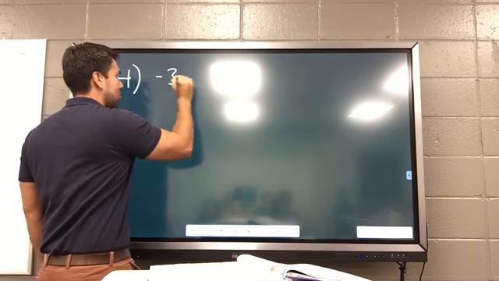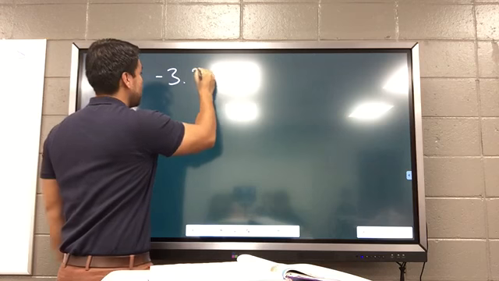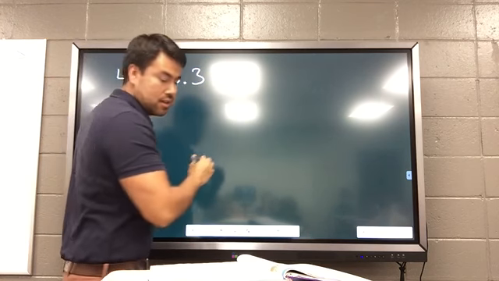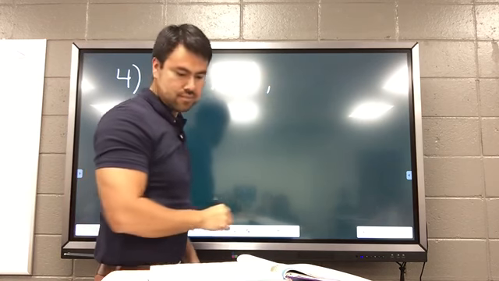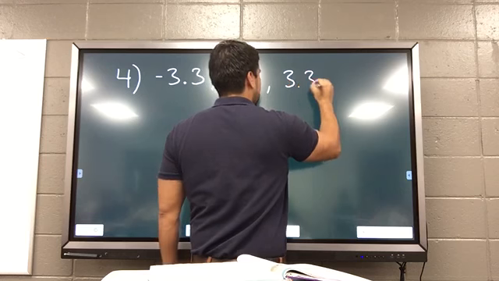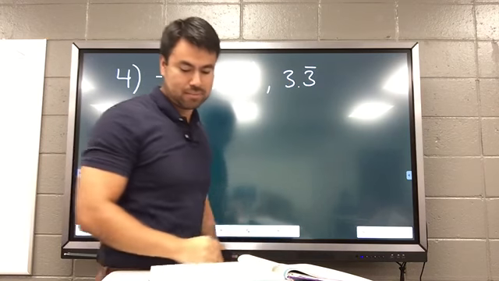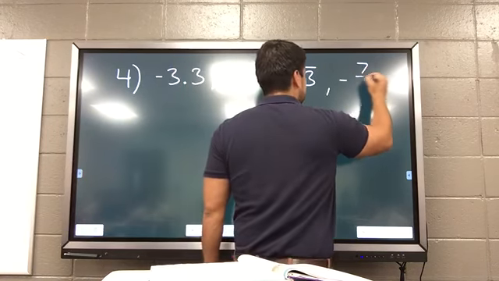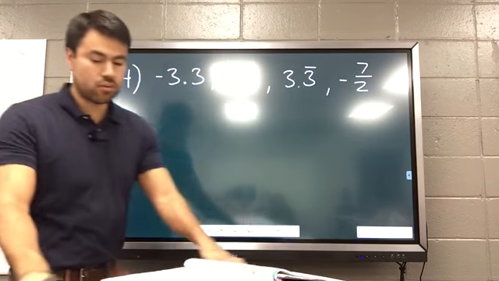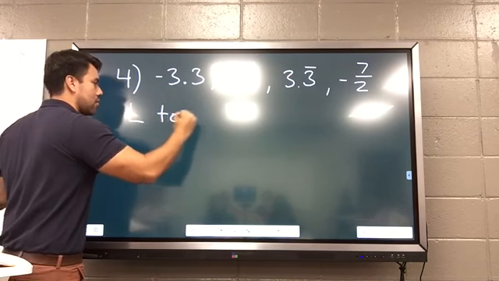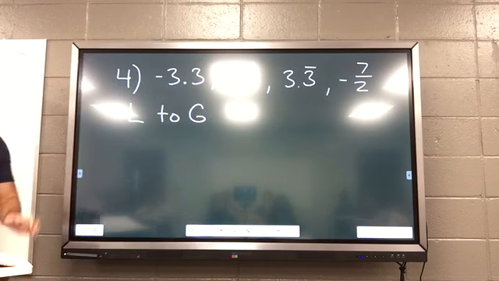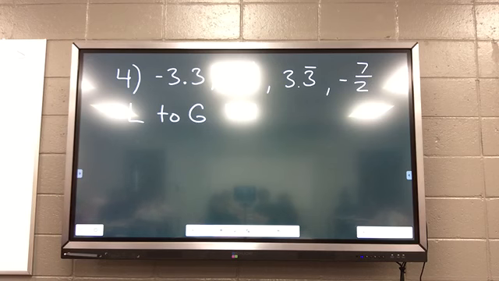I'm just going to call it, because it's coming from the book, negative 3.3 or 3 3/10, negative 3 1/3, 3 3/10 with the repeating bar, and negative 7 halves, or negative 7/2. I want you to give it to me from, what does that mean? Greatest. Good. L to G. You're like, what's that? Least to greatest. Well, that's the name.